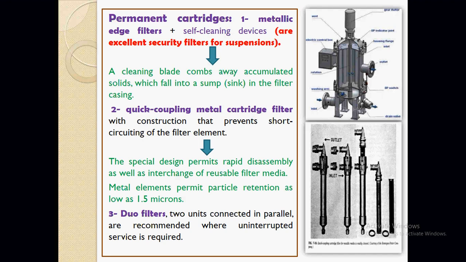Permanent cartridges can be used, washed, and used again and again. This is either a metallic edge filter plus self-cleaning devices. They are excellent security filters for suspensions. A cleaning blade cleans away accumulated solids, which fall into a sump in the filter casing. We also have a quick coupling metal cartridge filter with a construction that prevents short-circuiting of the filter elements. The special design permits rapid assembly, disassembly, as well as interchange of reusable filter media. Metal elements permit particle retention as low as 1.5 microns. We also have the DO filter. 2 units connected in parallel are recommended where an interrupted circuit is required.